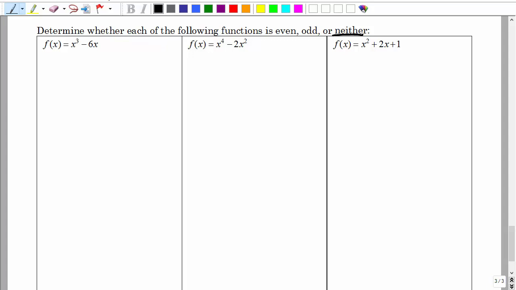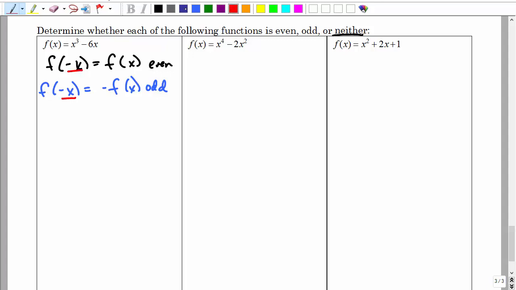We take that definition. We go, if it's even, f of negative x will give you what you started out with. That would be even. If it's odd, you take negative x and you end up with the opposite of what you started out with. You get odd. And if neither one of those happens, then it's neither. So both ways, you're going to replace x with negative x. So we have f of negative x, going to come back here, negative x cubed, use those parentheses.